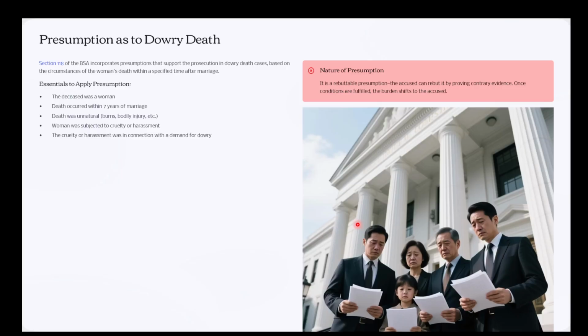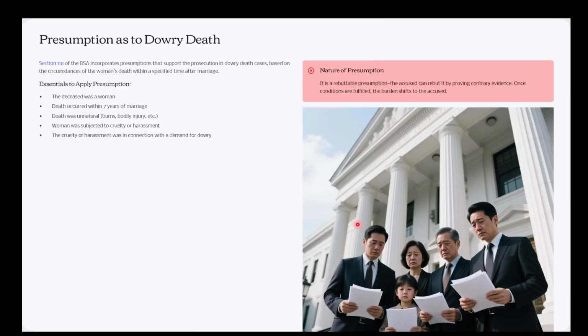The deceased was a woman. Death occurred within 7 years of marriage. Death was unnatural, like burns, bodily injury, etc. The woman was subject to cruelty or harassment by the husband or the in-laws. The cruelty or harassment was in connection with the demand for dowry. So this is the presumption as to dowry death.